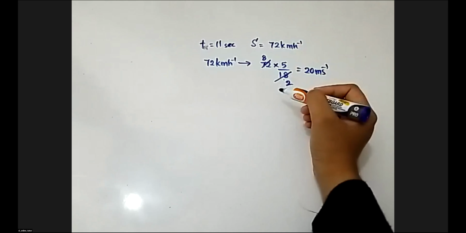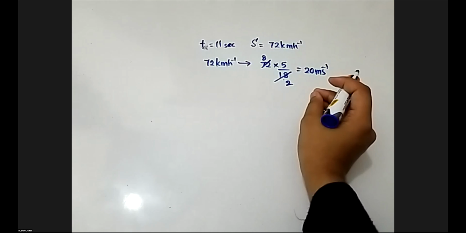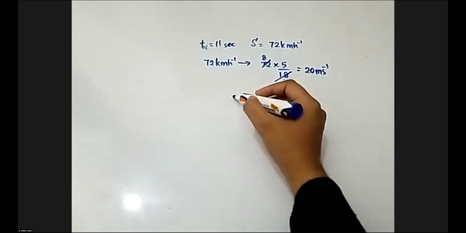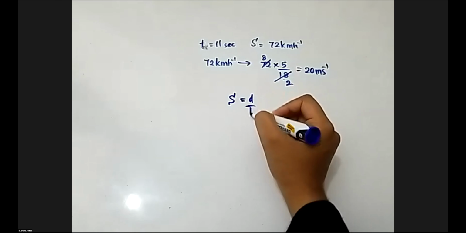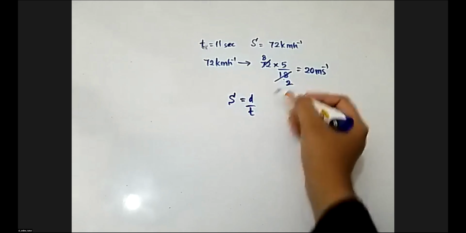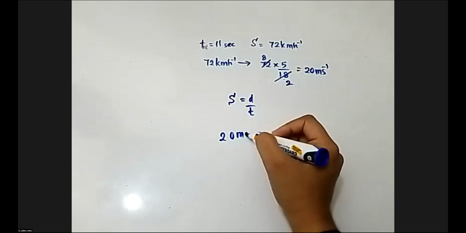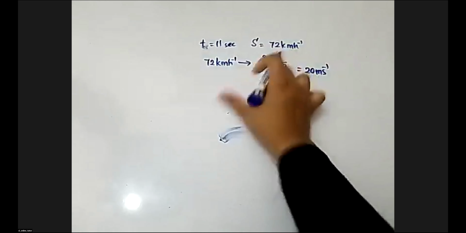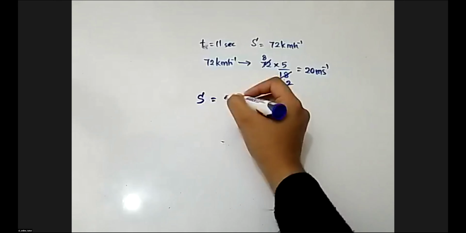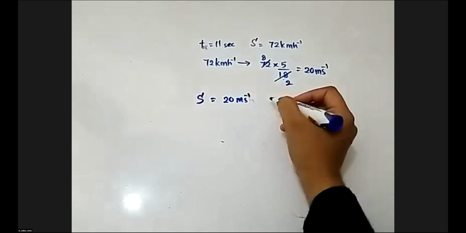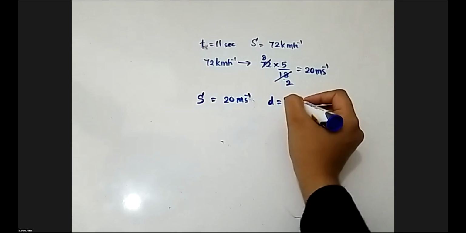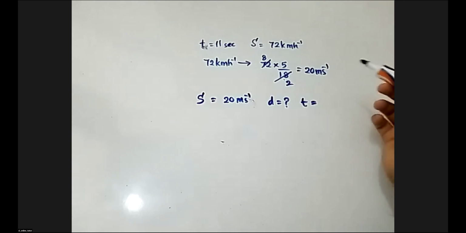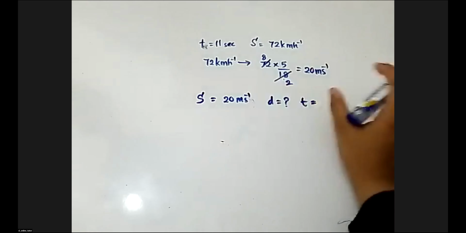Now they told us that it takes 29 seconds to pass a bridge. You have to find the length of the bridge. That means distance. Speed equals distance over time, right? The speed we found is 20 meters per second. Okay, distance we should find, but the time is a problem here because it says 29 seconds to pass the bridge.